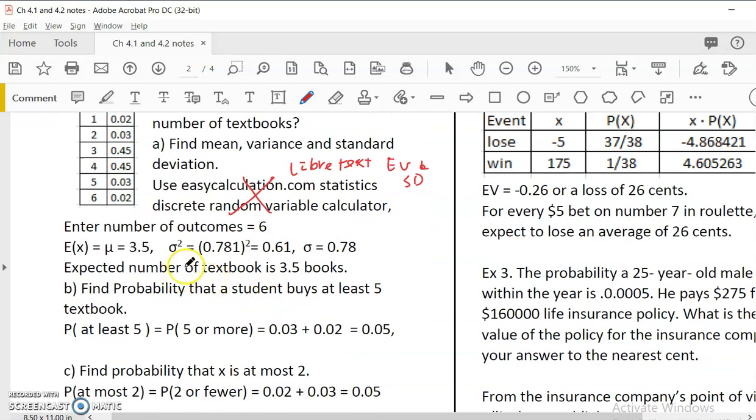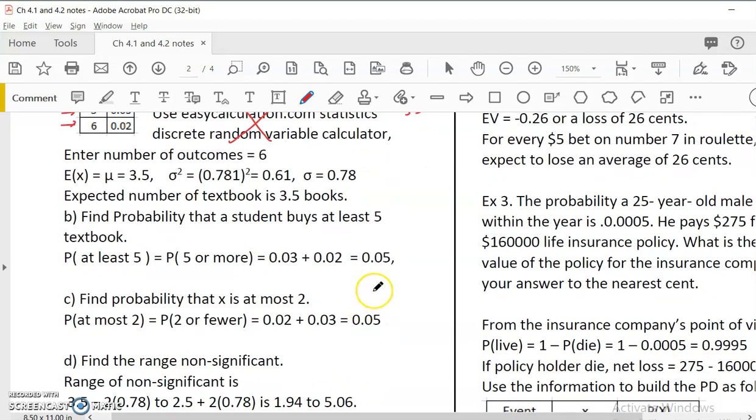So for the expected number of textbooks a student will buy, if you randomly ask a new student, the number of textbooks that student will buy is 3.5 books. B is to find the probability that a student buys at least 5. What does at least 5 mean? At least 5 means 5 or more, so 5 is the least one. It's not less than 5. So you do 5 and 6: 0.03 plus 0.02 is 0.05.